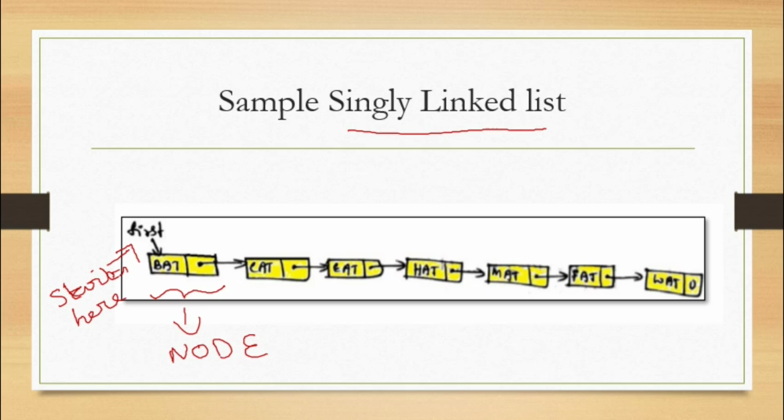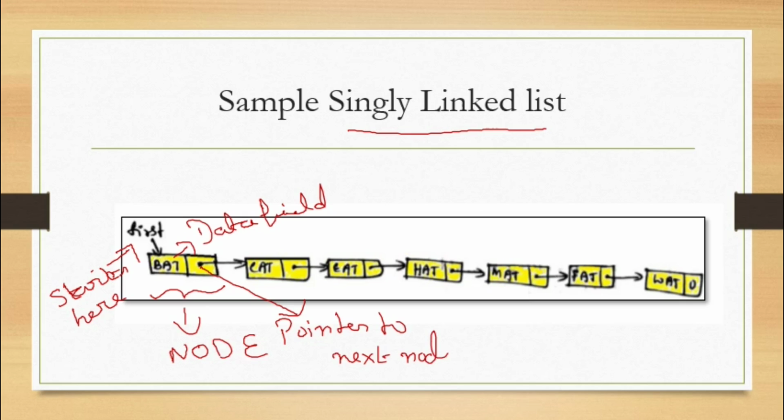Here we have two fields. In a node we have two fields. One is a data field, and one is a pointer field, pointer to next node. And how do we come to know where it ends? Wherever we have a null, there the linked list ends.